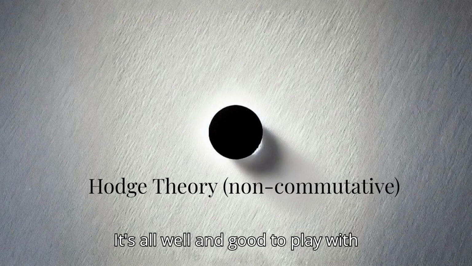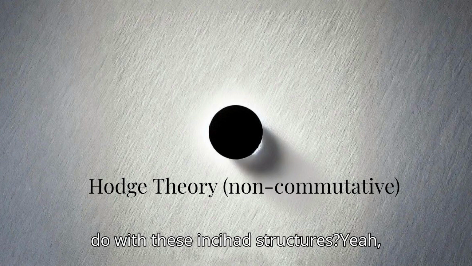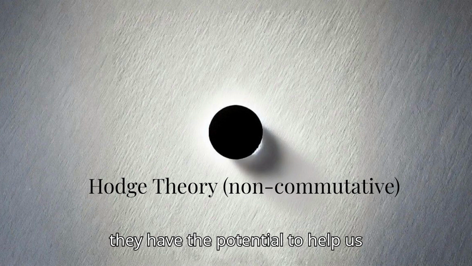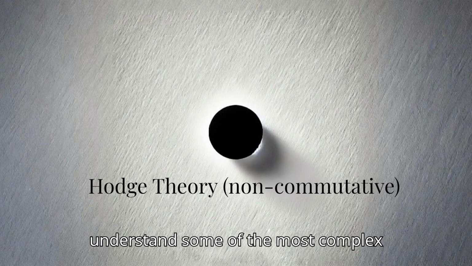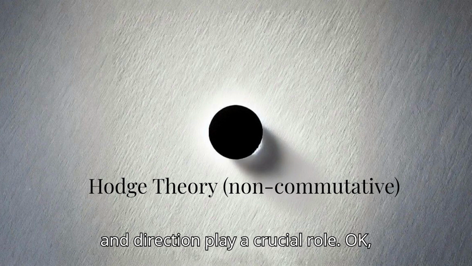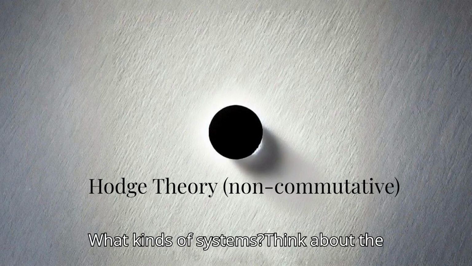It's all well and good to play with abstract math, but what can we actually do with these NC Hodge structures? Yeah, give us the so what? Well, it turns out they have the potential to help us understand some of the most complex systems in our world. Systems where order and direction play a crucial role. Okay, now you've got my attention. Like what? What kinds of systems?